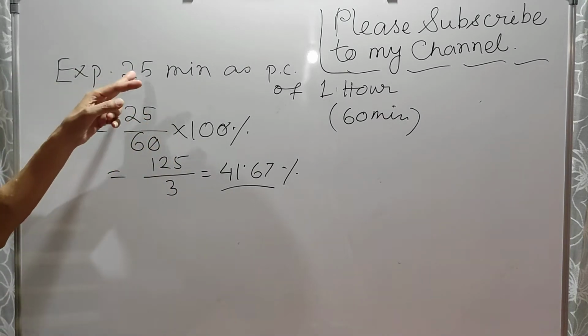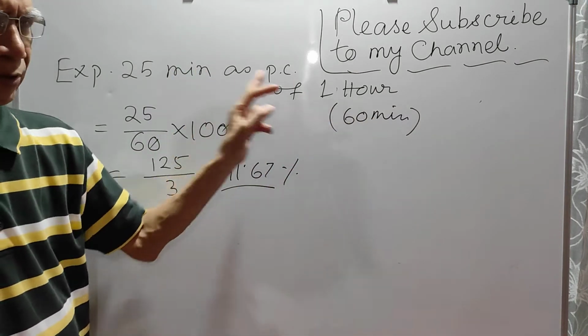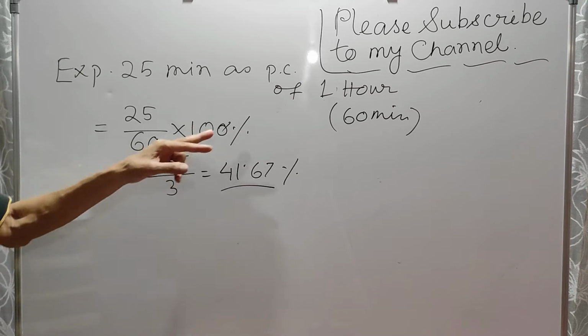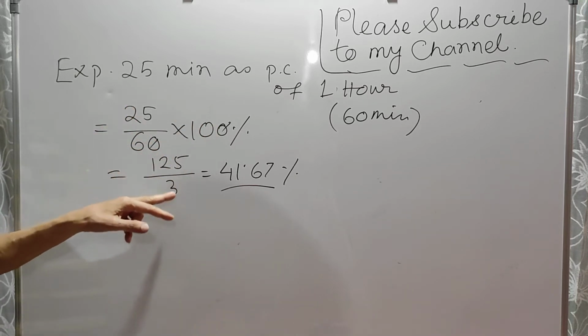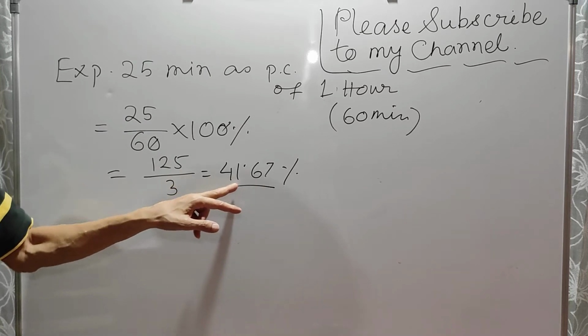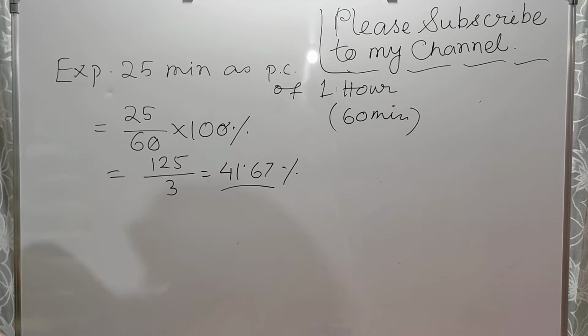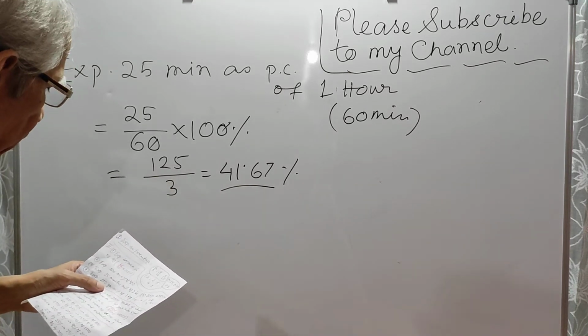So whatever you get, do not make a mistake in this calculation. The rule is, this is the numerator, this is the denominator, but first of all make the units the same. 25 by 60 we got, then multiply by 100. So 3 here, 5 into 125. So 41. Yes. Is it clear? Okay, now let us see another.